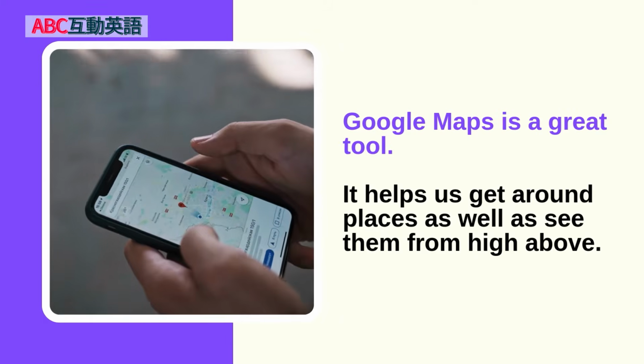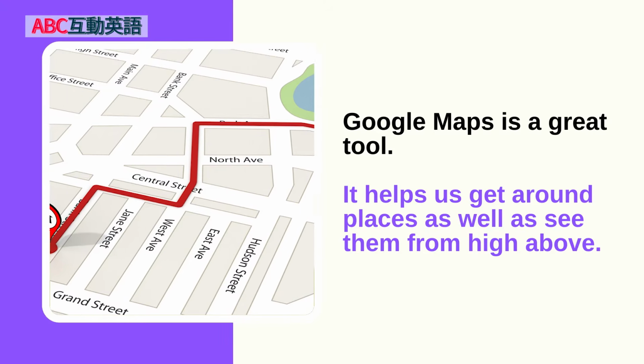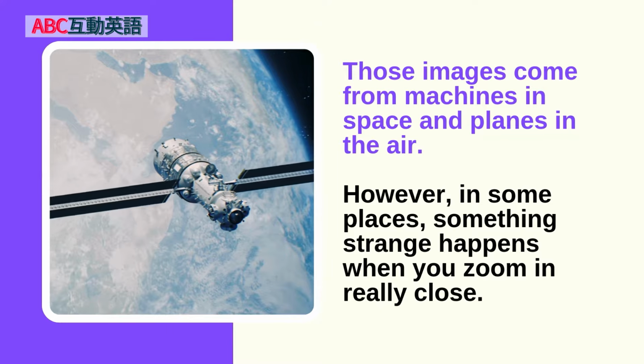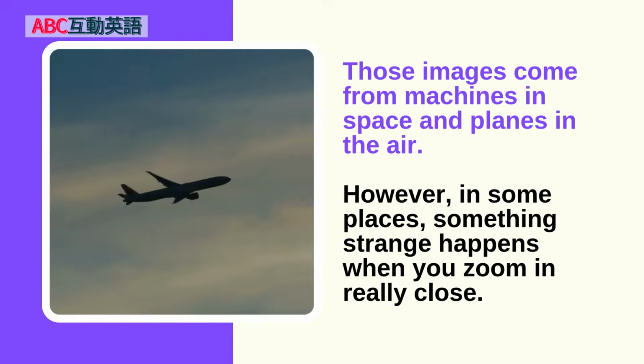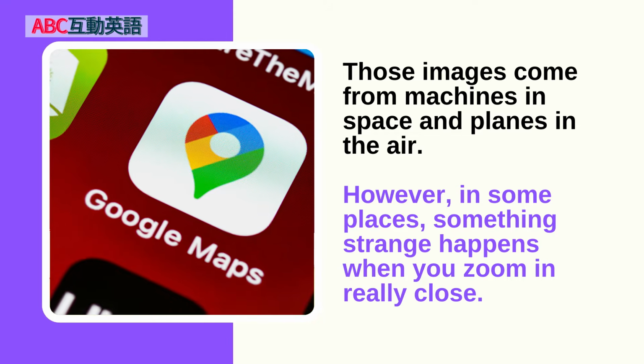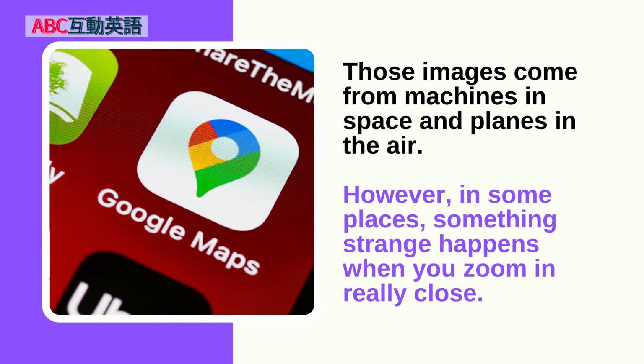Google Maps is a great tool. It helps us get around places as well as see them from high above. Those images come from machines in space and planes in the air. However, in some places, something strange happens when you zoom in really close.